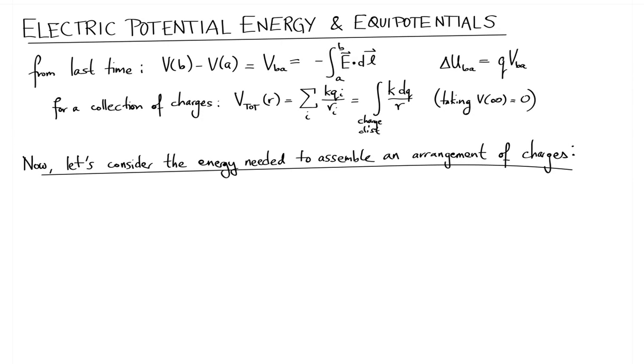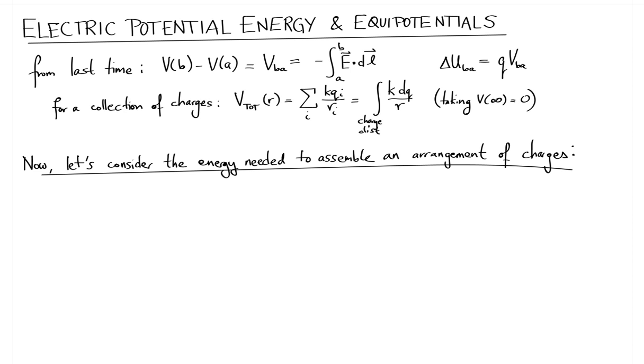Okay, so last video we talked about the meaning of electric potential energy and voltage. This time we're going to talk a little more on potential energy. Particularly, I'm going to start by talking about the amount of energy it takes to assemble a configuration of charges. And then I'll talk a little bit about how to get the electric field if you already know the voltage. And then based on that, I'll talk a little bit about equipotentials.